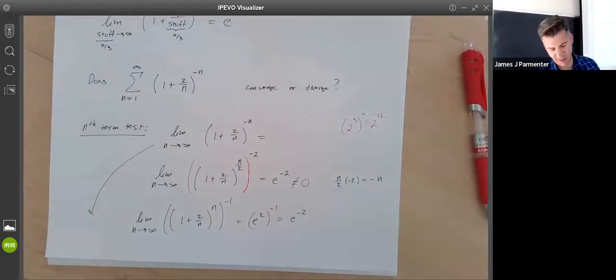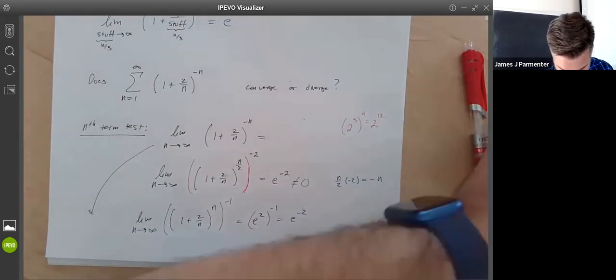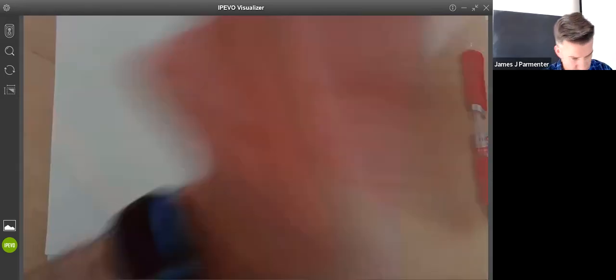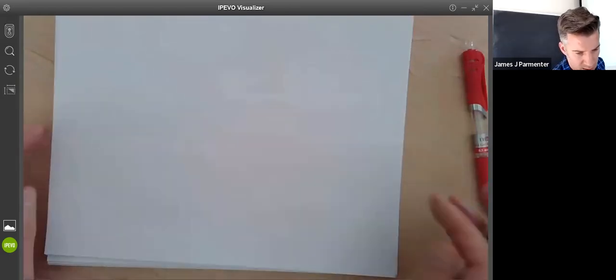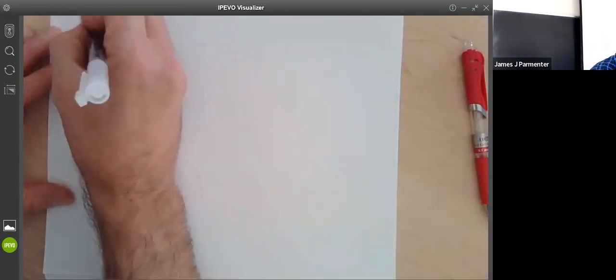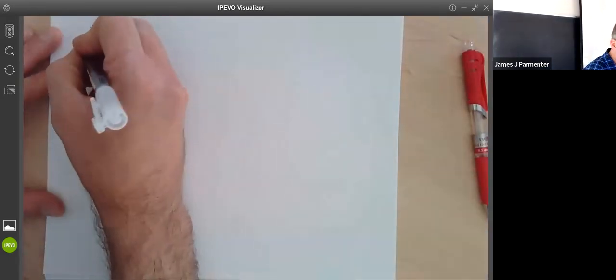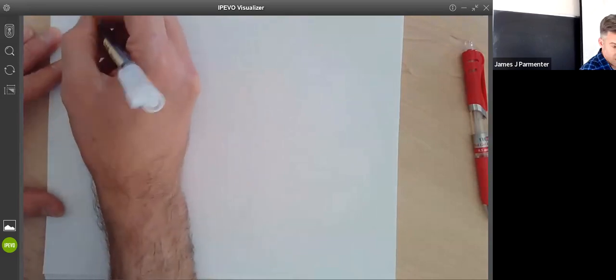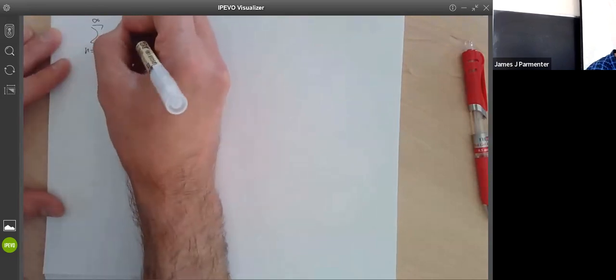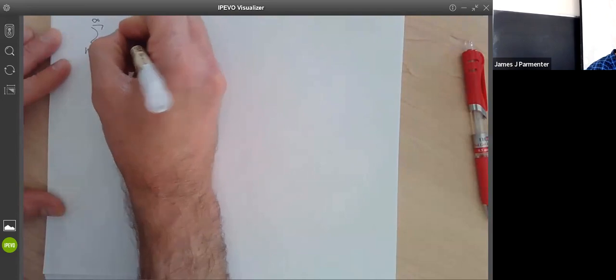What time is it? Okay, we don't have a lot of time. So let's look at a couple more examples. Let's say we have the following: the sum from n equals 1 to infinity of n to the 2n over 2n squared.